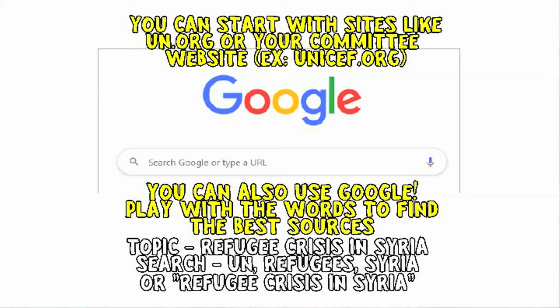So you can first search: does my committee have a website? If they do, use that as a good source and a first place to start, because those are all going to be reliable sources. Otherwise, you could pop over to Google.